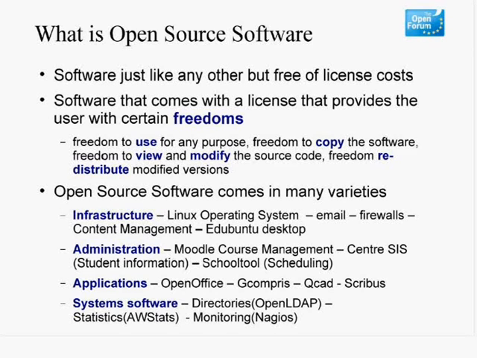Another very significant one I came across just while I was researching for this project is a thing called Centre SIS, the Student Information System, that seems to have a few hundred deployments. Quite big in America, but maybe a dozen deployments around Europe.